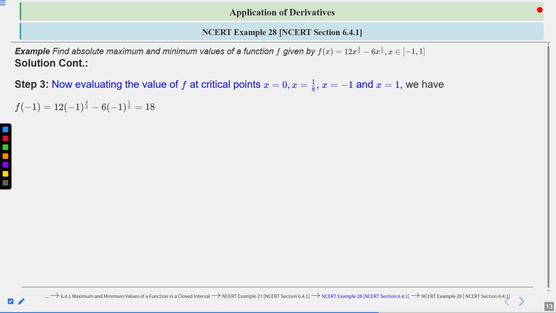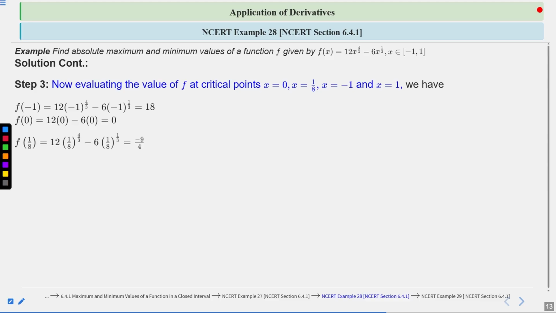f of minus 1 will be equal to 12 into minus 1 to the power 4 by 3 minus 6 into minus 1 to the power 1 by 3, which is equal to 18. Now f of 0 will be equal to 12 into 0 minus 6 into 0, which is equal to 0.